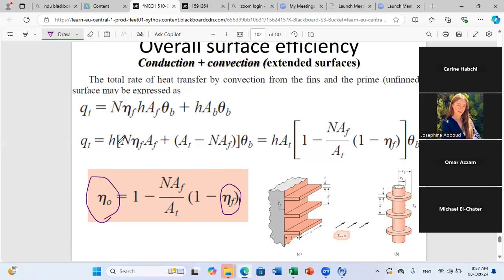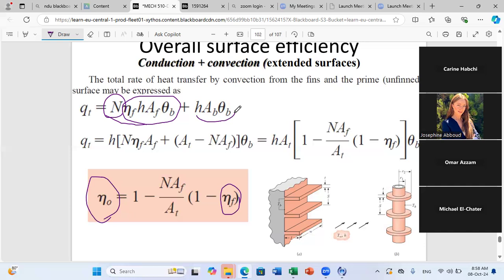Okay, so as we said, we write the Q total, and we divide it into two parts. First, for each fin, what is the heat loss? So this is the heat loss per fin. Okay, we multiply by the number of fins. So this is the total loss through fins. And this is the loss through the area that is not covered by fins.